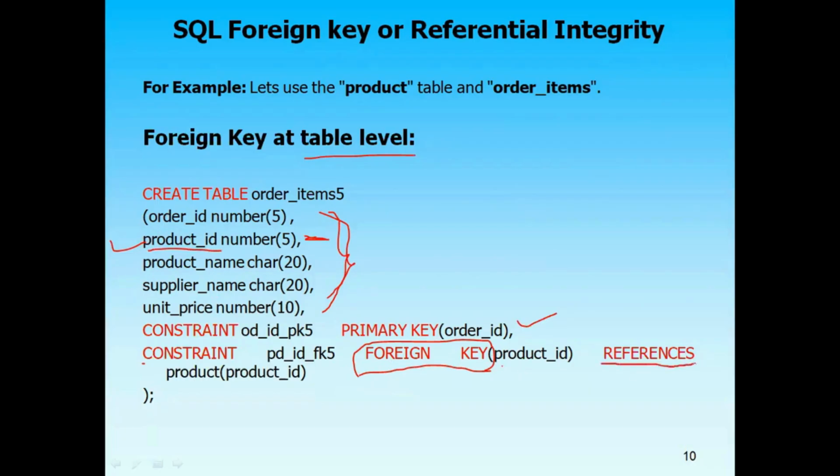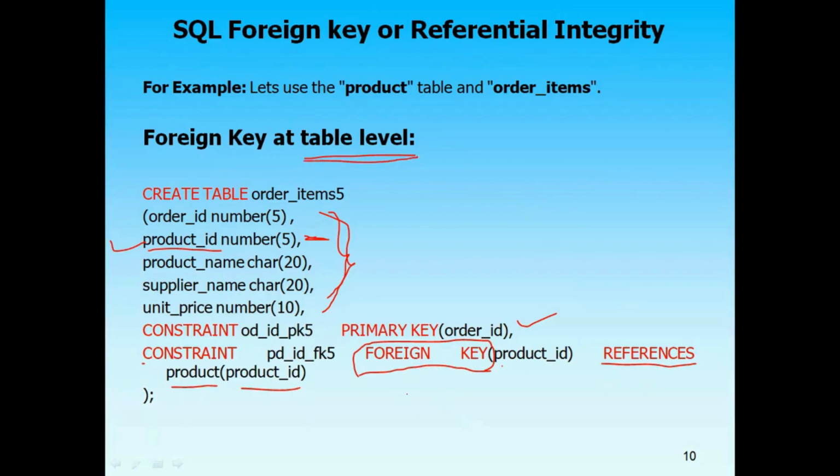Now references, the next part of the syntax, is the same as the column level syntax. Next we mention which table you want to refer to here, and that's why the keyword is references. After references, you can mention the parent table name and the parent table attribute that you want to refer to in the foreign key attribute, right? So this is my foreign key syntax at the table level.